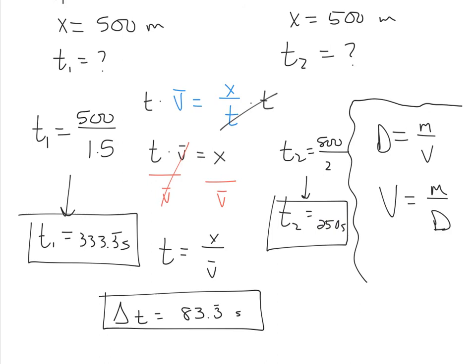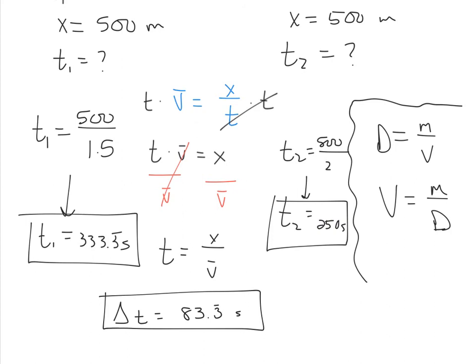So this is how much sooner the faster person arrives than the slower person. The slower person took 333 and a third seconds. The faster person took 250 seconds. So if you tack on 83 and a third seconds, that's how long it takes in the delay before the second person comes in to finish. Okay, simple formula, but just showing you how to use it.